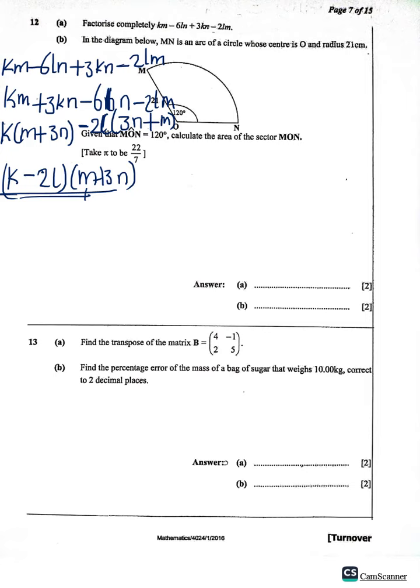Now let's go back to our question, the B. So question B, in the diagram below, MN is an arc of a circle whose center is O. Now given that angle MON is equal to 120, calculate the area of the sector MON. Okay, so now let's look at this one.